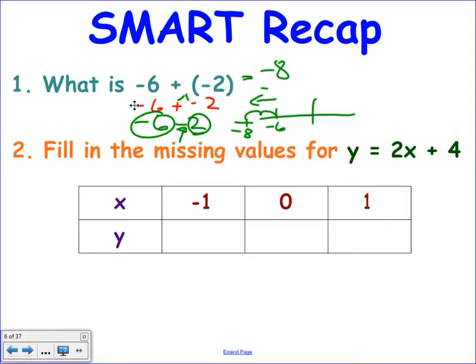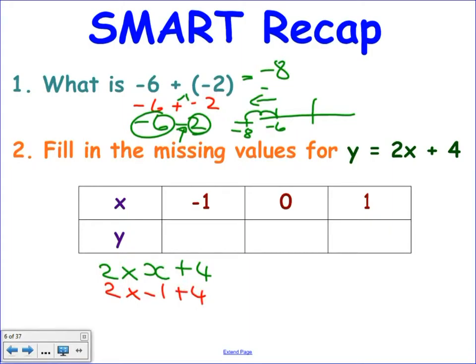The next one then. Before we start substituting in our values for x, what does that mean? What does 2x plus 4 actually mean longhand? What does it want me to do? So it says 2 times whatever my value of x is plus 4. Okay? So in the first instance, I'm going to swap my value of x for the number -1. So it becomes 2 times -1 plus 4.